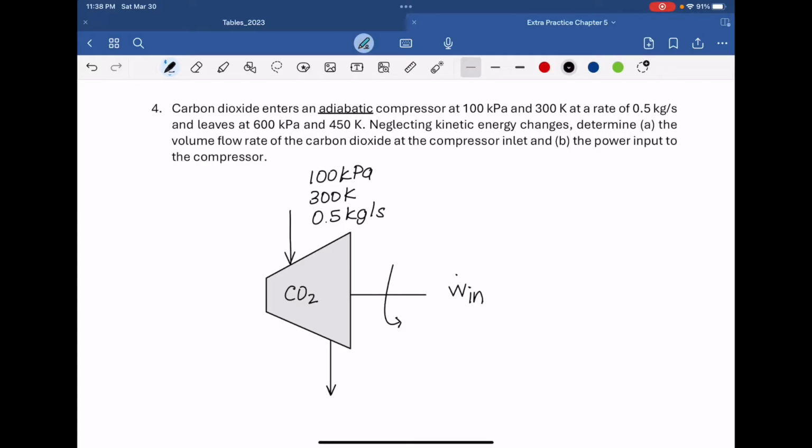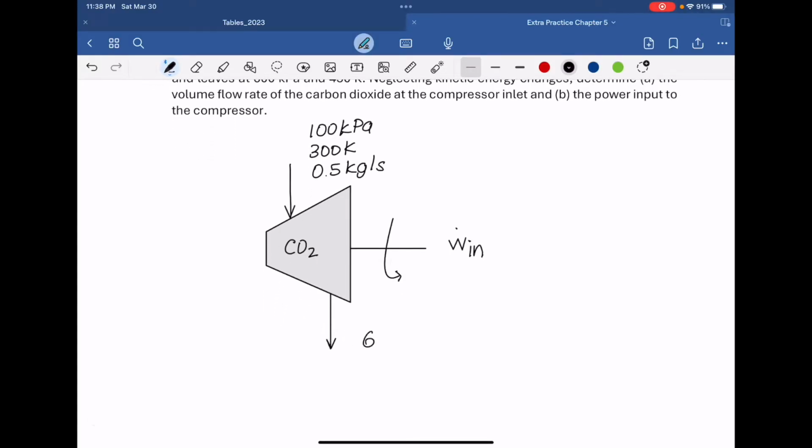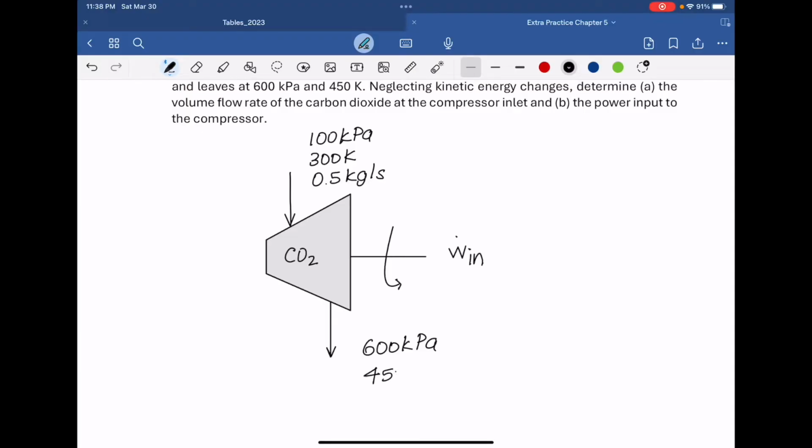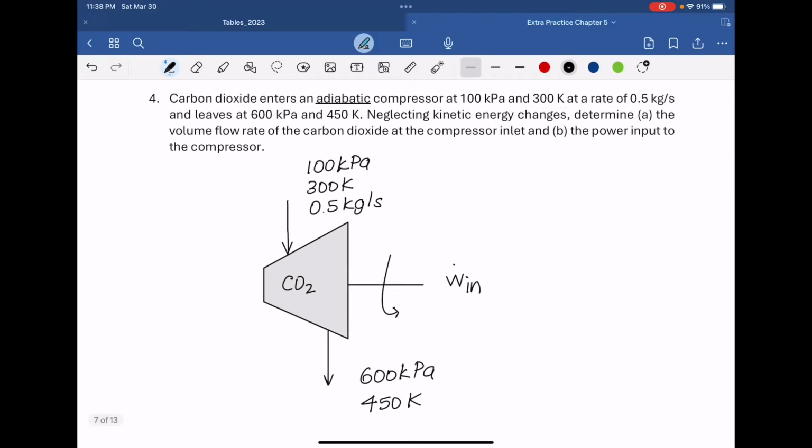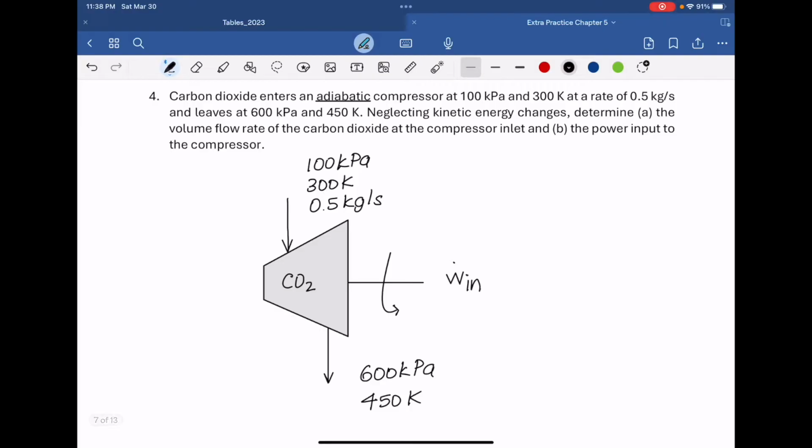So the next thing is the exit properties, 600 kilopascal with 450 Kelvin. What are they asking for? It says, please neglect kinetic energy changes, okay? And we don't also see any potential energy change. Therefore, we can also neglect that one too. And then determine the volumetric flow rate of carbon dioxide at the inlet. So, volumetric flow rate. So, let's see. And the power input.